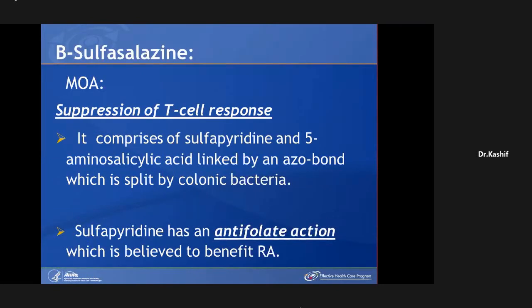The second drug we have is sulfasalazine, which basically causes a suppression of the T cell response, the T lymphocytes. It also has an antifolate action as well. So sulfasalazine suppresses the T cell response as well as having an antifolate action. Basically, it suppresses the activity of T lymphocytes, which are the main player of the immune system.